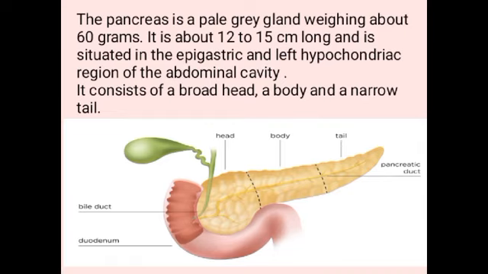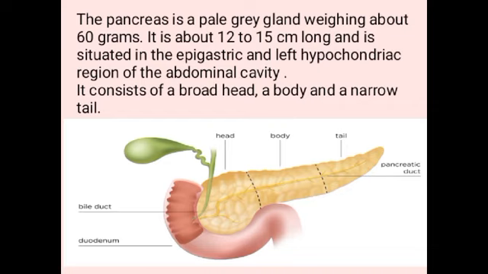So in this case, the first thing that you need to understand is the location of the pancreas. The head of the pancreas is going to be found within the epigastric region, which is the middle upper quadrant of the abdominal cavity, and its body and tail are found in the left hypochondriac region, which is actually the upper left part of the abdominal cavity. And we're saying that this pancreas consists of three parts: the head, the body, and the narrow tail.